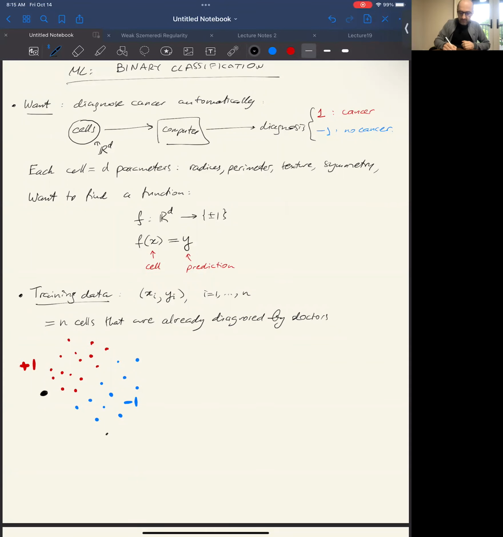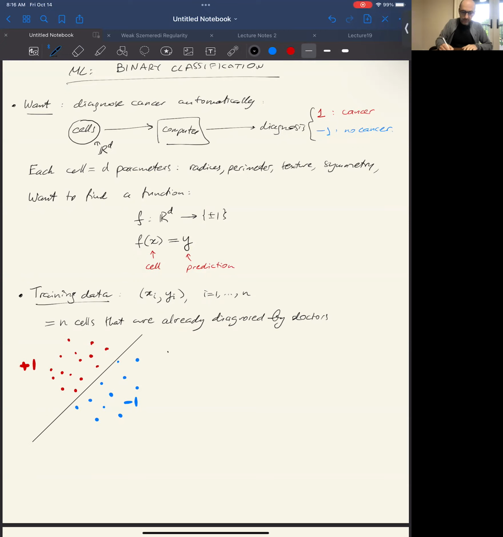And maybe if the cell is here, then the computer should say, okay, this point definitely should not have cancer, because it is closer to the non-cancerous cells. So the idea in this picture is actually so simple. The idea is maybe to separate the cancerous from non-cancerous cells by some interface, and then just assign +1 to one side of that interface and -1 to the other side of the interface. That's our diagnostic machine, okay?